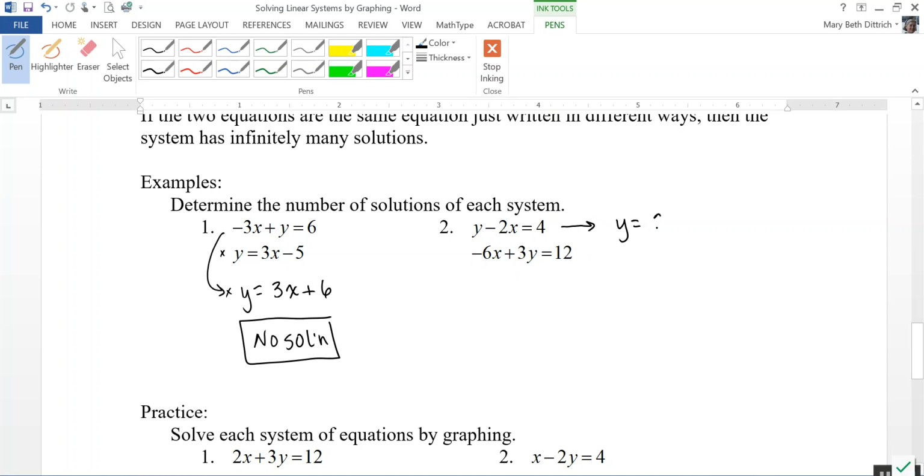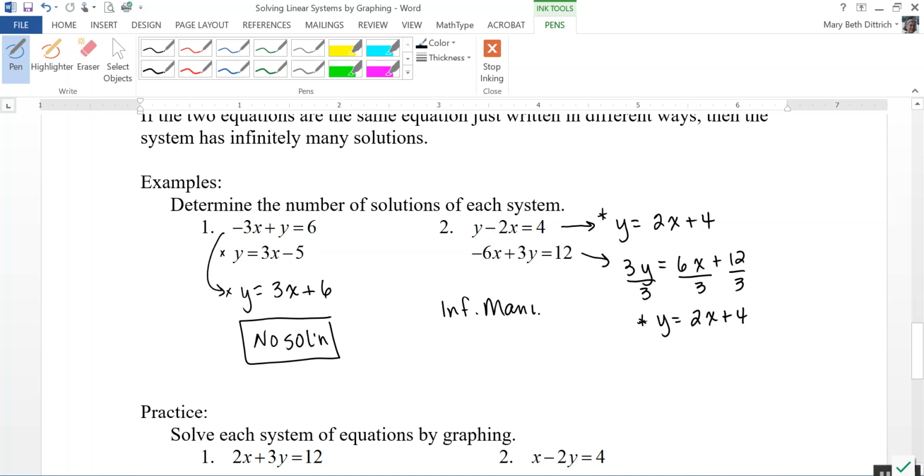This one I'll add 2x to both sides. And this one here, I'll have 3y equals 6x plus 12, adding 6x to both sides, and then dividing everything by 3. I get that y equals 2x plus 4. And you will notice that these two equations are exactly the same. y equals 2x plus 4 and y equals 2x plus 4. They are indeed the same line, so they have infinitely many solutions.